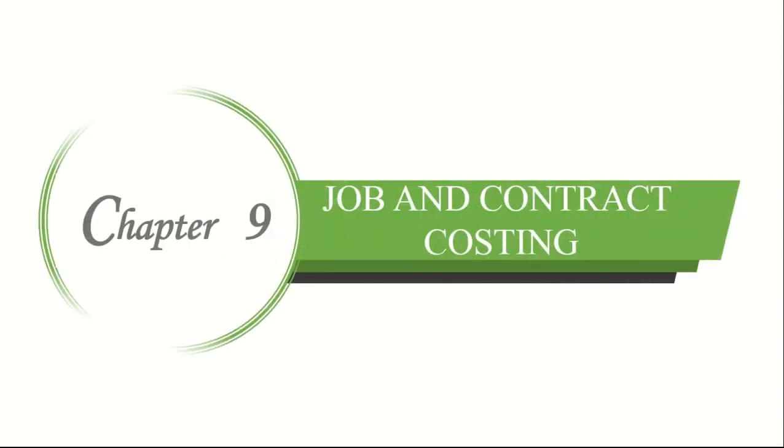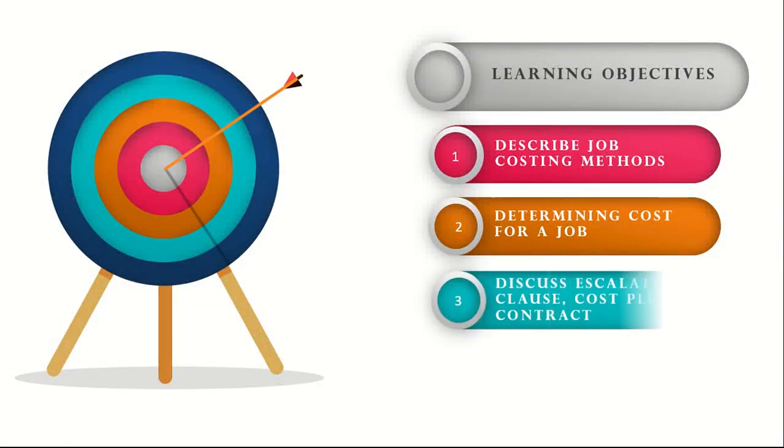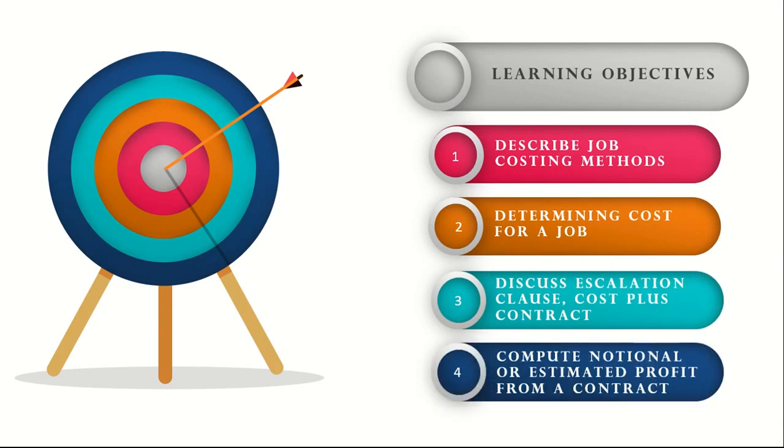Chapter 9. Job and Contract Costing. Learning Objectives. Describe job costing methods. Determining cost for a job. Discuss escalation clause, cost plus contract. Compute notional or estimated profit from a contract.